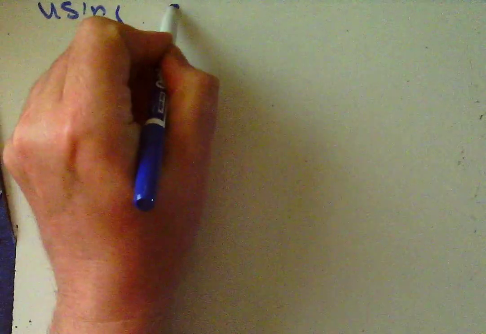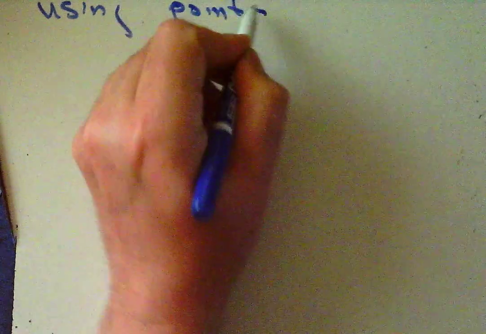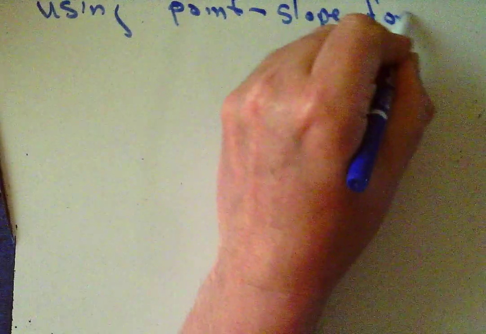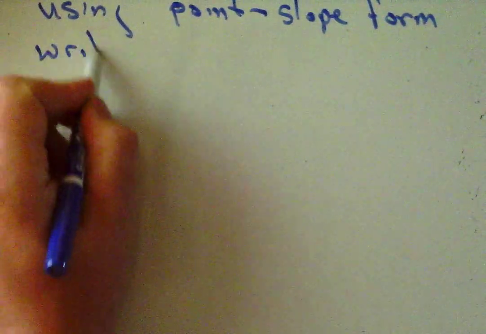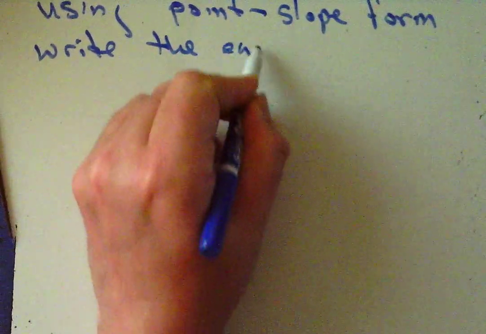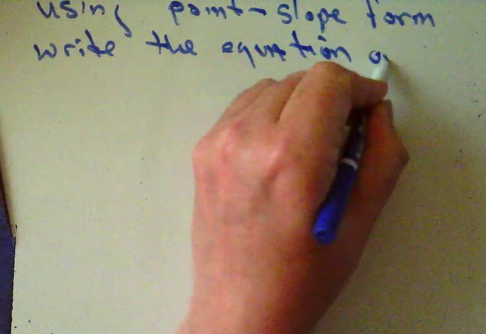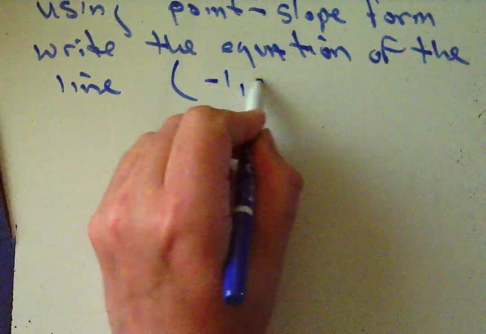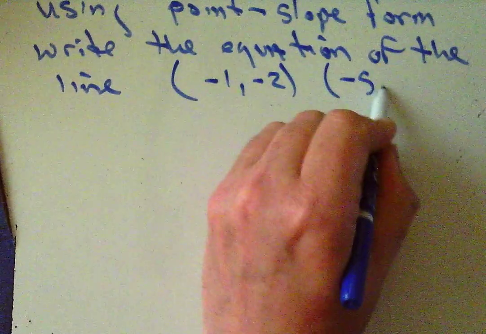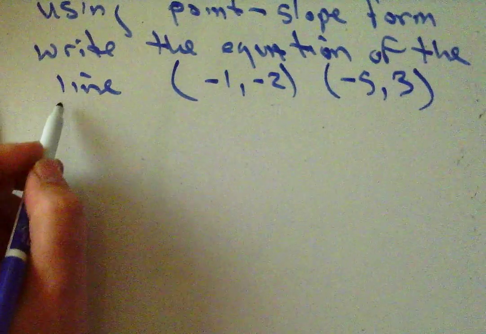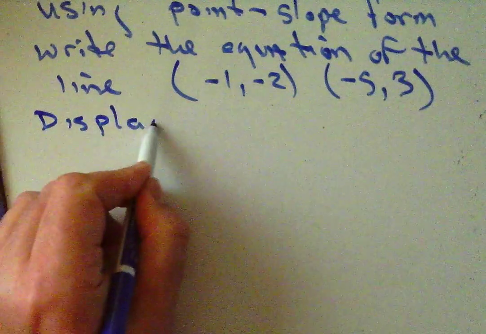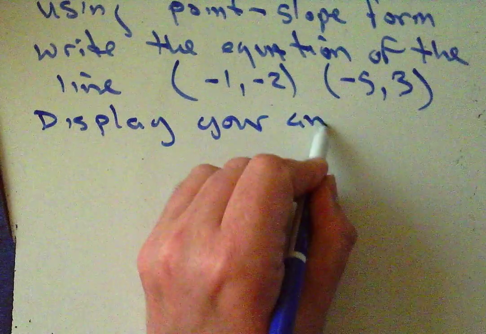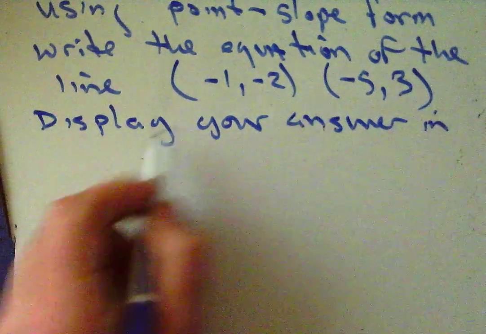Okay? All right, why don't you try using point slope form, write the equation of the line through the points negative 1, negative 2, and negative 5, 3. Display your answer in standard form.